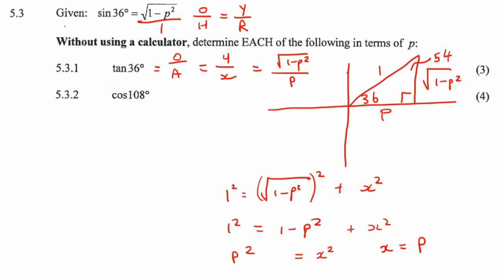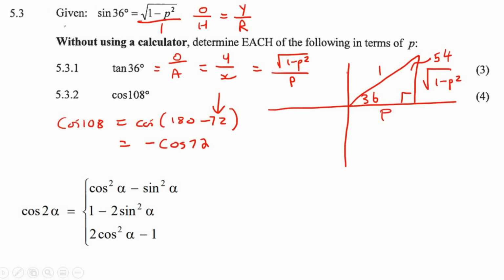Cos of 108 needs to be simplified first. Cos of 108 is the same as cos of 180 minus 72. Can you see it? 72. What are we going to do? It's double 36. So when you see double, we're going to use the double angle formulas. But let's just simplify this first. This becomes negative cos 72. Here you have your choice of which cos 72 formula, because it's a double angle, so you can choose any one of these. I'm just going to go with this middle one.